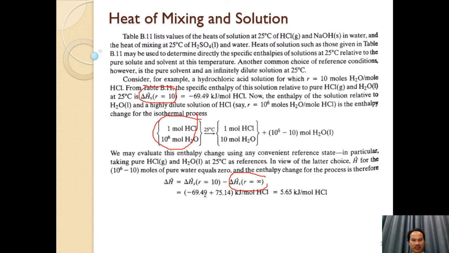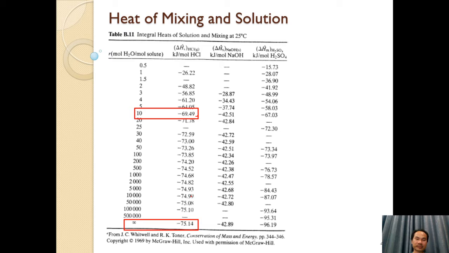And at infinity, you get minus 69.49 minus 25.414, which is minus 75.65 kilojoule per mole HCl. This is the enthalpy of the solution at 10 mole water per mole HCl referring to infinity at 25 degrees. And for example, in this table you should write the heat of solution and mixing of sodium hydroxide solid dissolved in water and sulfuric acid dissolved in water.